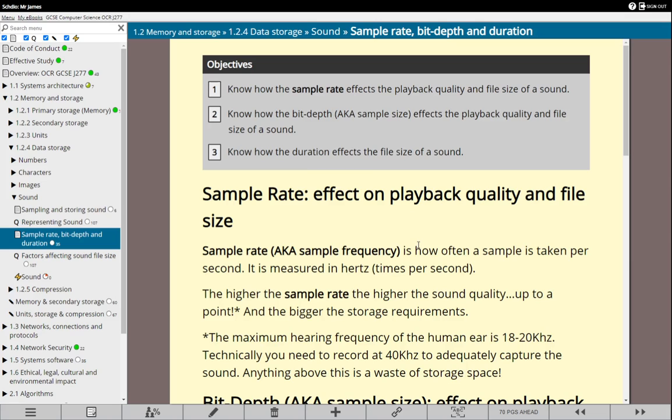Now, of course, the human range of hearing means that we don't necessarily have to make the sample rate and the bit depth absolutely ridiculously big, because at a certain point, it doesn't matter how big it is, it's not going to make any difference to how we perceive the sound being played. So yes, increasing the sample rate and the bit depth is going to make the file bigger and improve the quality of the sound, but only up to a point, and then there'll be a cut-off point where you won't be able to tell any difference at all.